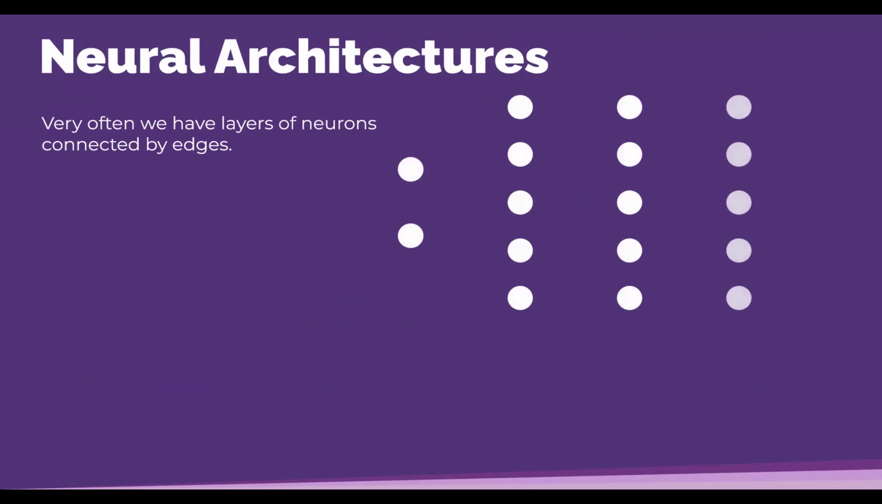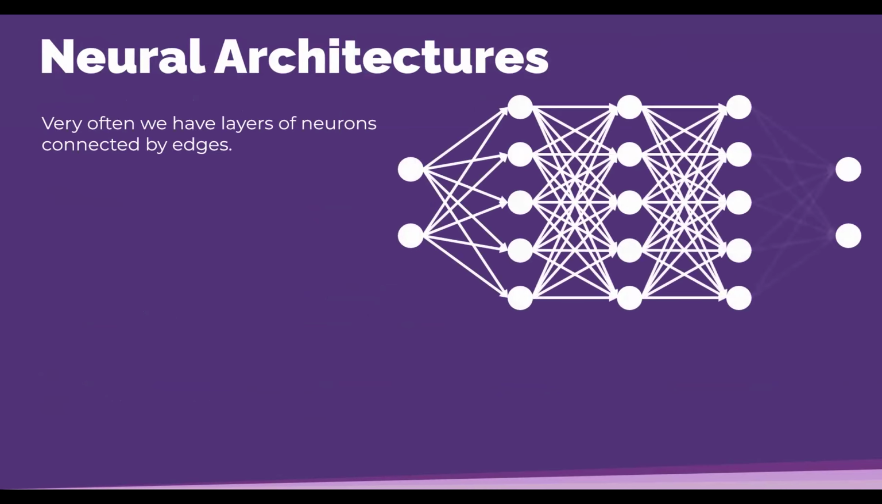So when we talk about a neural network, we need to talk about neural architecture. This is how the network is made up. This is what we give the computer and tell it on how to connect everything together. And so very often we have layers of neurons which are all connected by edges.